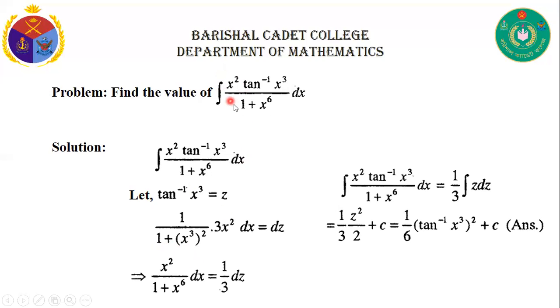So we can write x squared divided by 1 plus x to the power 6 as 1 by 3 dz. So this part is out, and this is z. So we have only 1 by 3 z dz. Then the integration is 1 by 3 z squared by 2 plus c. So after putting the value of z, we get 1 by 6 tan inverse x cube whole squared plus c.